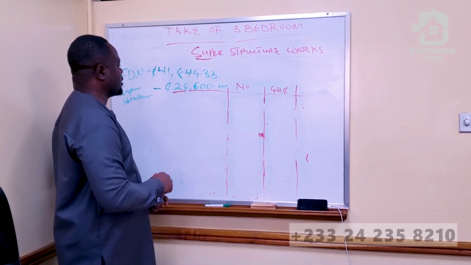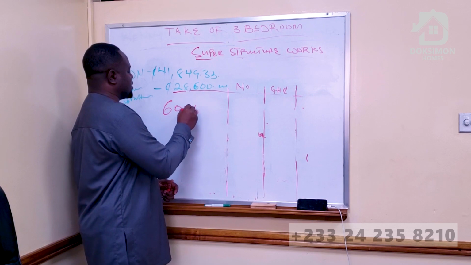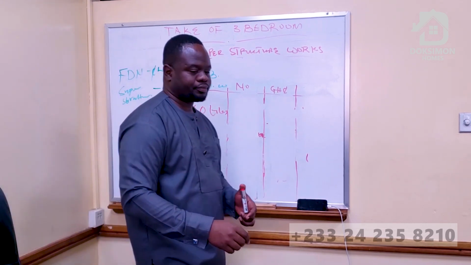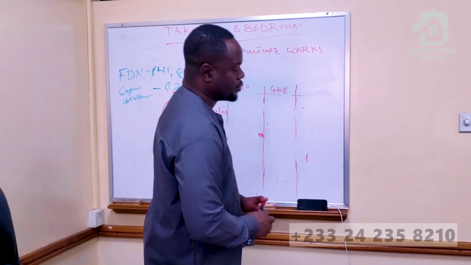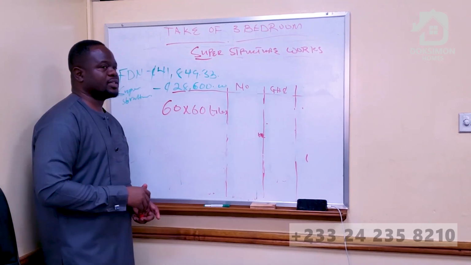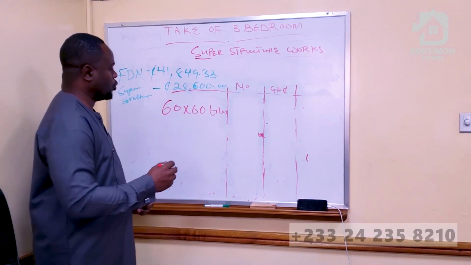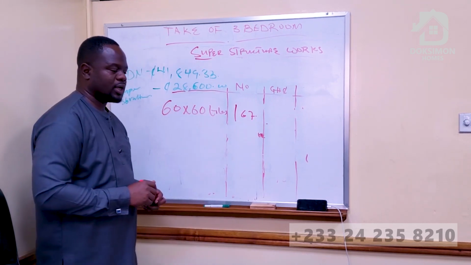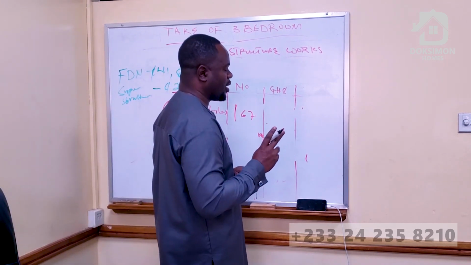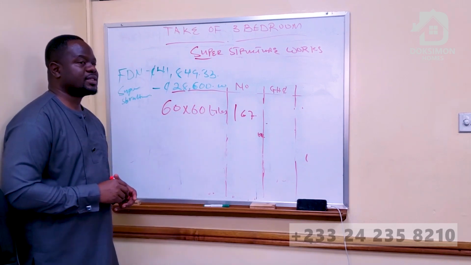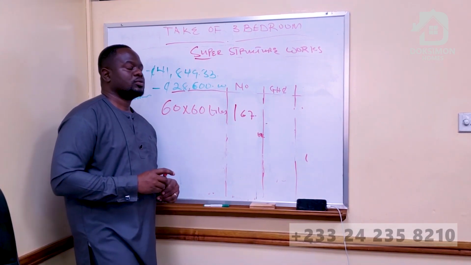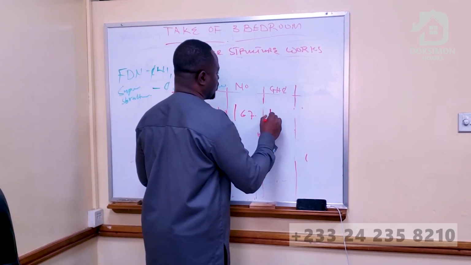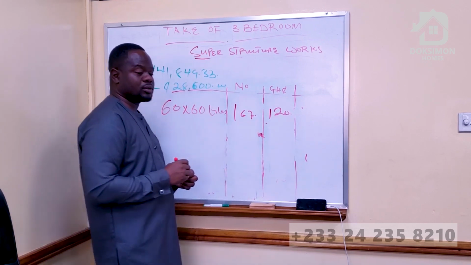So we are looking at 60 by 60 tiles, covering all places within the building. So we need 167 boxes of those tiles. Remember, I said it starts from 60 Ghana cedis to 300 Ghana cedis. So we have chosen an average one, which is 120 Ghana cedis.